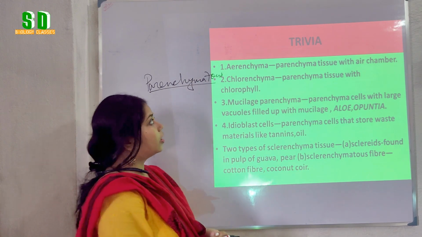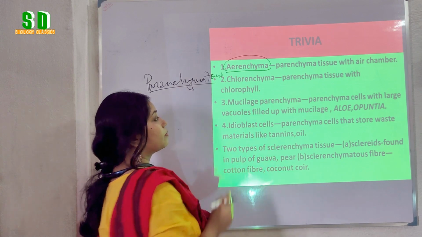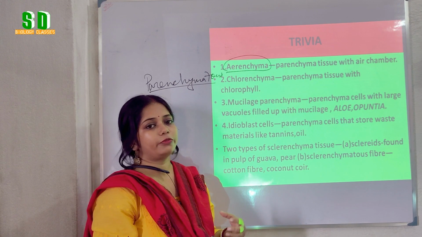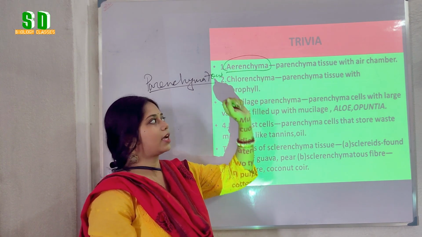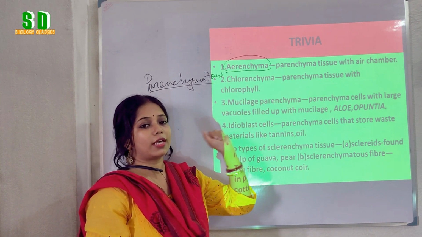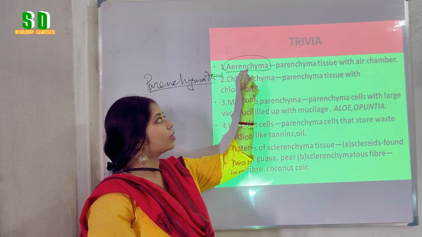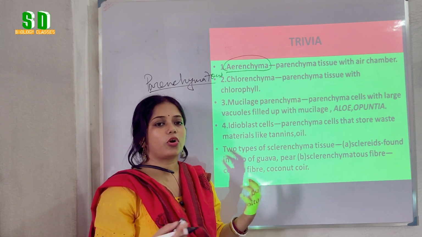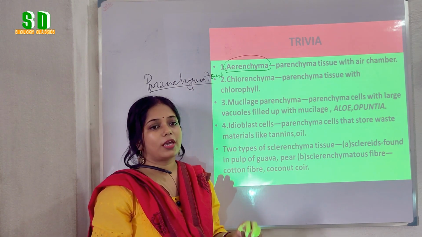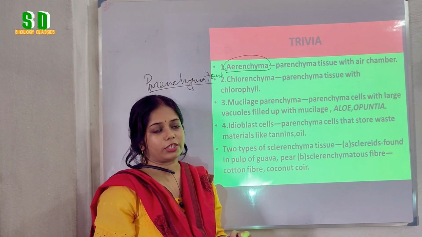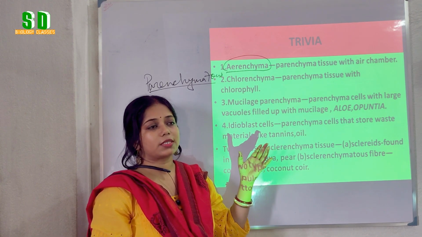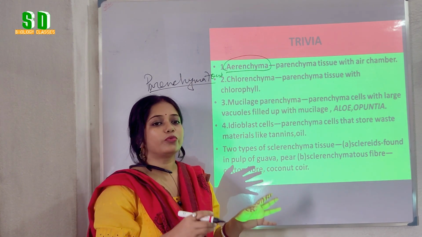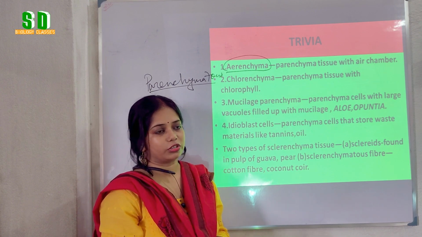In case of parenchymatous tissue, the cells which have air chambers, which store air within them, are called aerenchyma. As it has air chambers, it can hold some air within it, so it helps to give buoyancy to the plant body. Mostly this type of parenchymatous tissue is present in aquatic plants, which helps the plant float easily in the water.